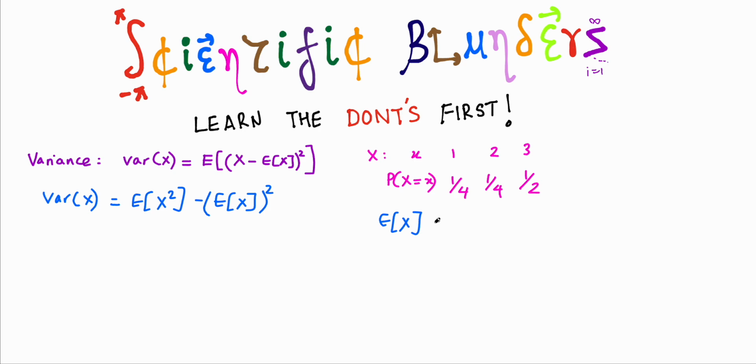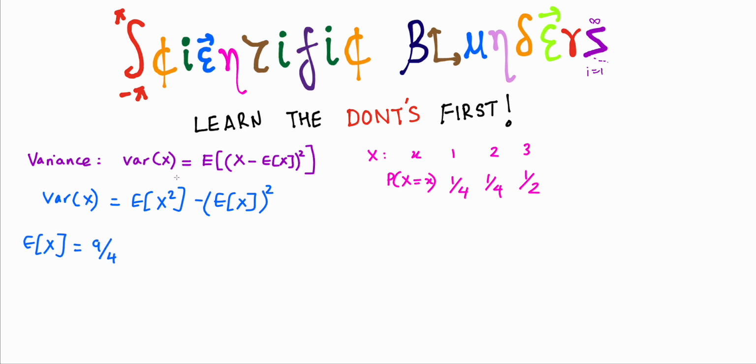The expected value of X is just the weighted average of 1, 2 and 3 where the weights are the probabilities. So it will be 1 times 1/4 plus 2 times 1/4 plus 3 times 1/2. I'm going to allow you to work that out yourself if you haven't already, but the answer to that is 9/4. And this is the expected value of X.